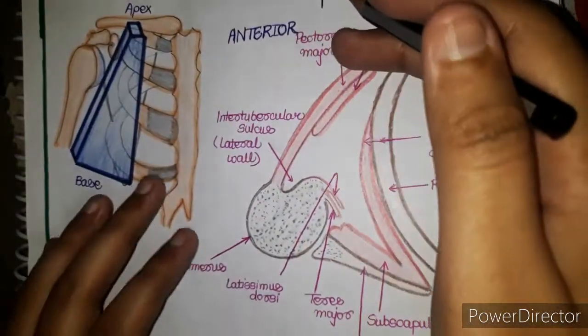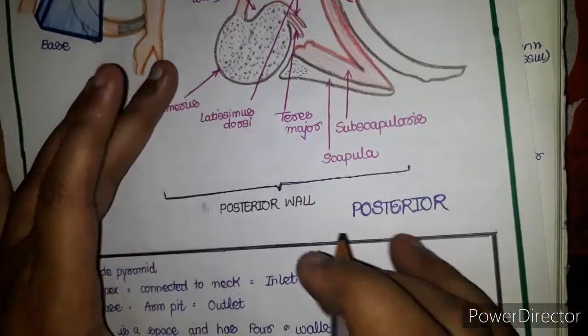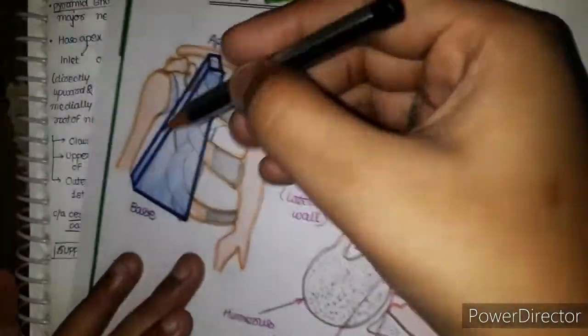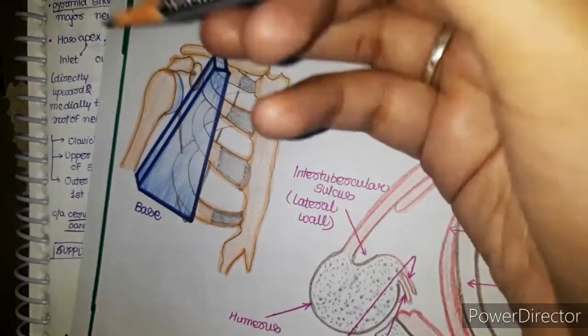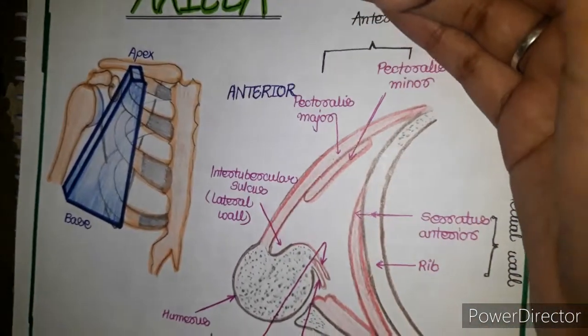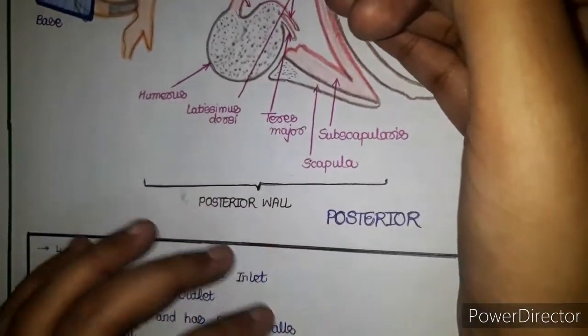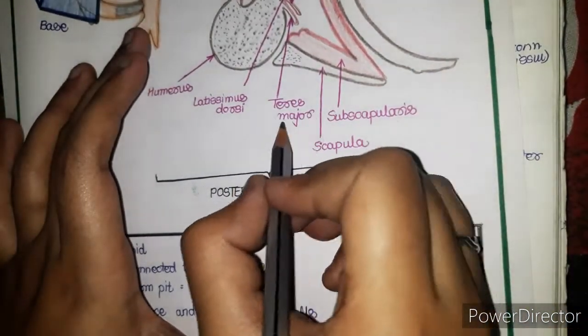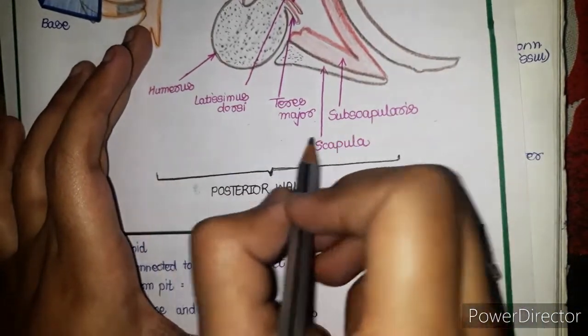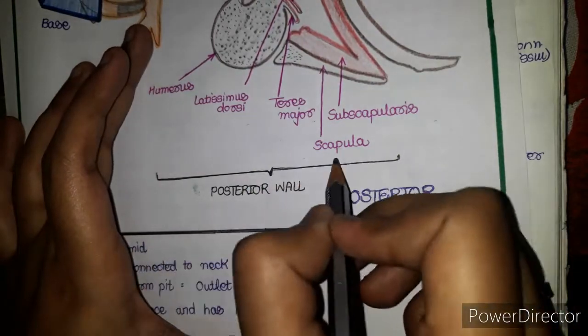Okay, now come to the posterior wall. This is the posterior wall. तो posterior, इसका posterior कहाँ होगा? scapula इसको posteriorly cover कर रहा है, तो scapula की muscles इसको posteriorly बनाएगी posterior wall को. So scapula की कौन सी muscles बनाएंगी? Subscapularis, teres major and latissimus dorsi of scapula will form the posterior wall of the axilla.